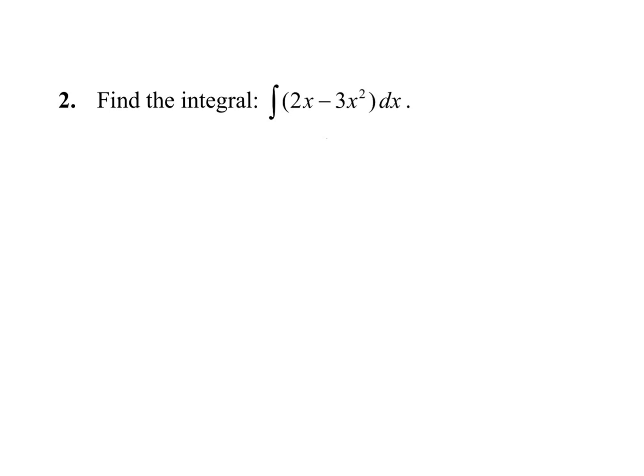Find the integral of 2x minus 3x squared dx. Again, given f of x equal 2x minus 3x squared, the problem is asking who is g of x that when I take the derivative, I will obtain g prime of x equal 2x minus 3x squared. And the answer is found using the power rule. So we now use the power rule.